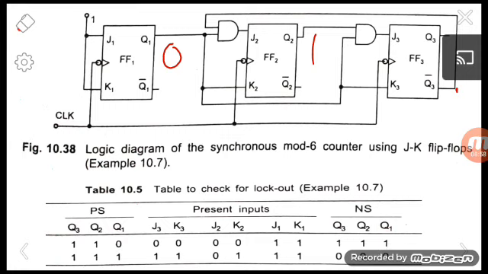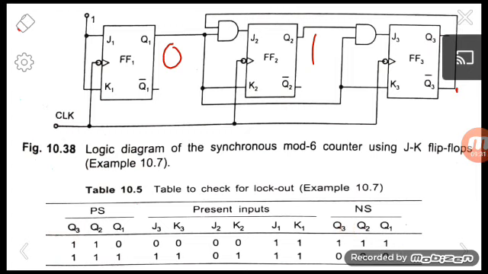Next, J2 and K2 are 0, 0. When both inputs are 0, the no change condition applies for the flip-flop. So Q2, currently 1, will continue as 1. Again J3 and K3 are 0, 0, so the no change condition applies, and Q3 is 1, so it will continue as 1. So the next state will be 111. So this is another invalid state.